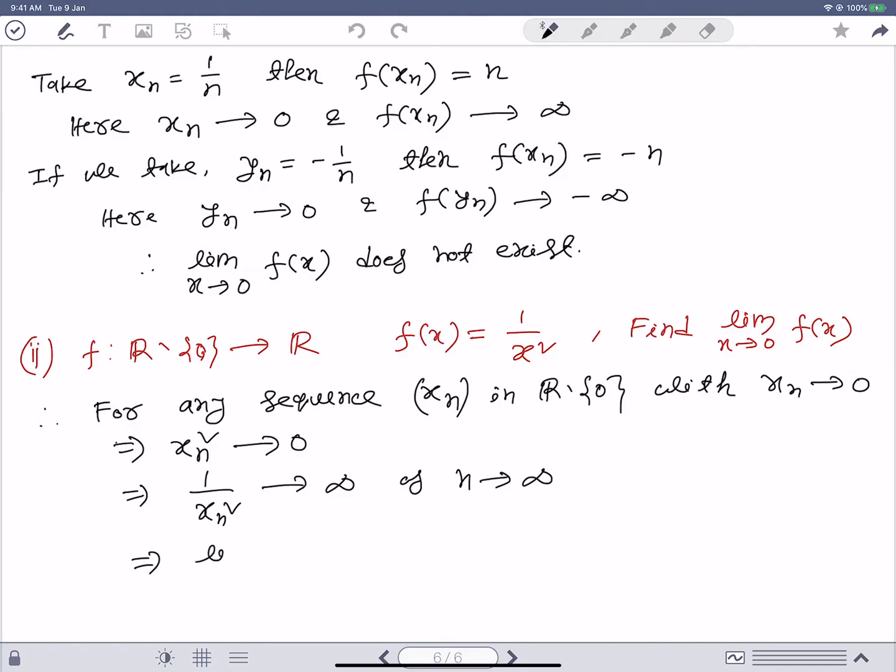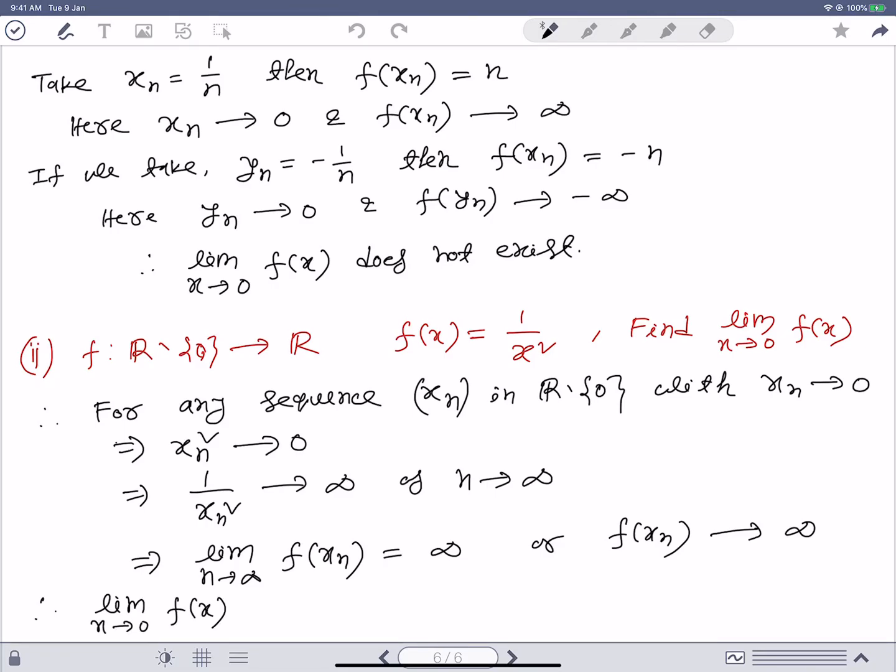Now that implies the limit as n goes to infinity of f of xn equals infinity, or you can say f of xn diverges to infinity, right? Now here the infinite limit of the function f exists at x equal to 0. So here we write limit x tending to 0 of f of x equal to infinity. Now this is the difference between the infinite limit and the limit does not exist. Okay. Now let's refine this example a little bit.